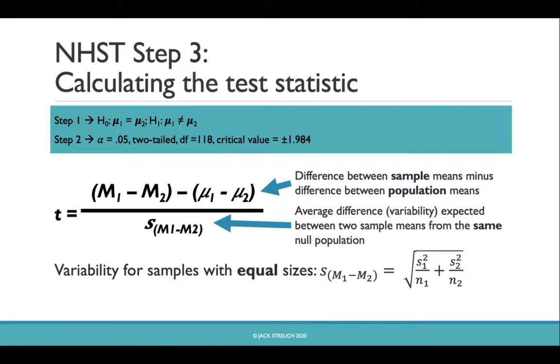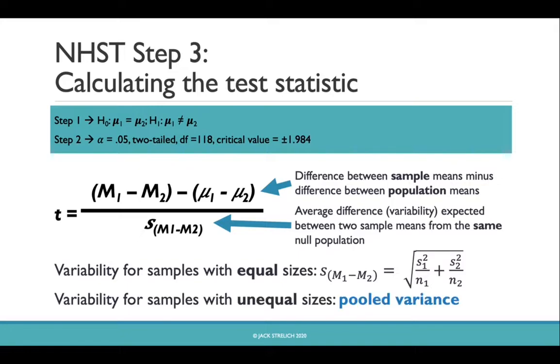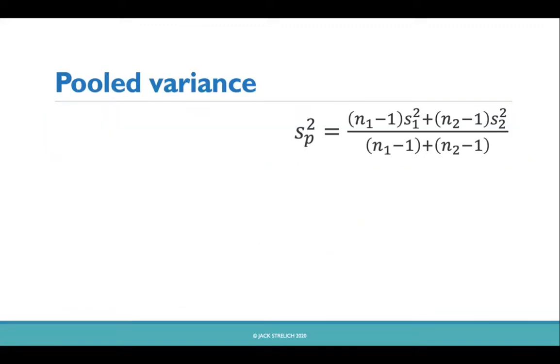Our estimate of this variability for samples with equal sample sizes is given by the equation here. However, if our samples are of unequal size, we'll need to use a different equation for something known as pooled variance. Let's talk about pooled variance in more detail. And again, you can see the equation for this in the upper right.